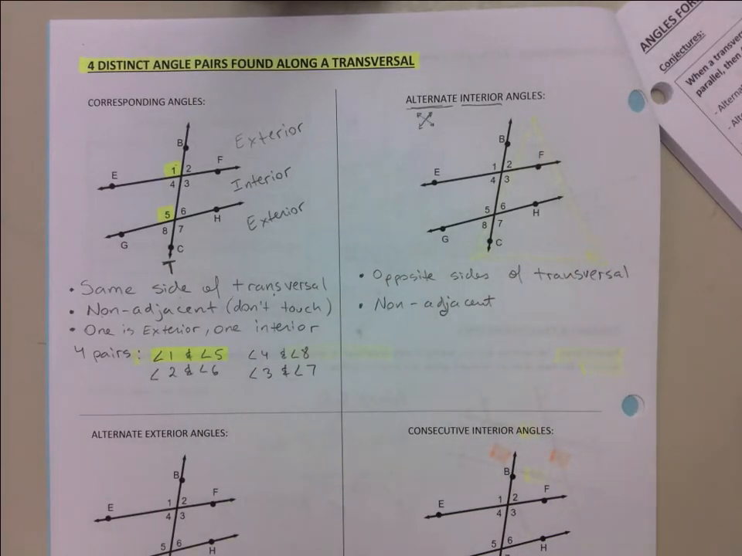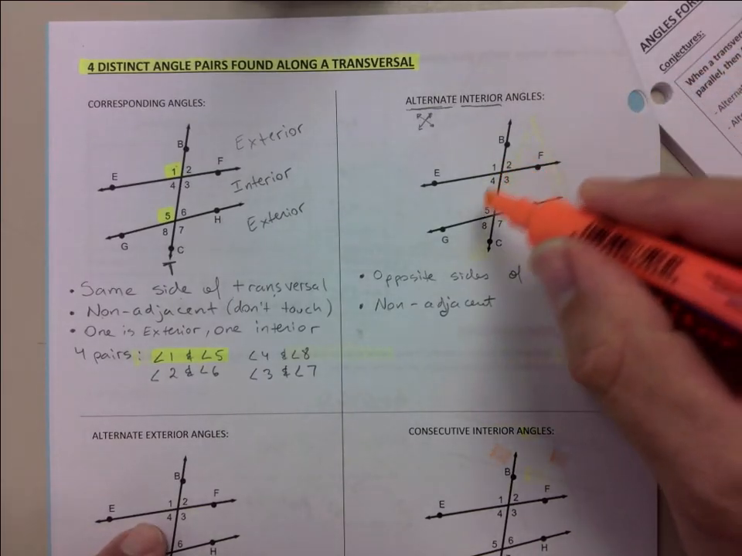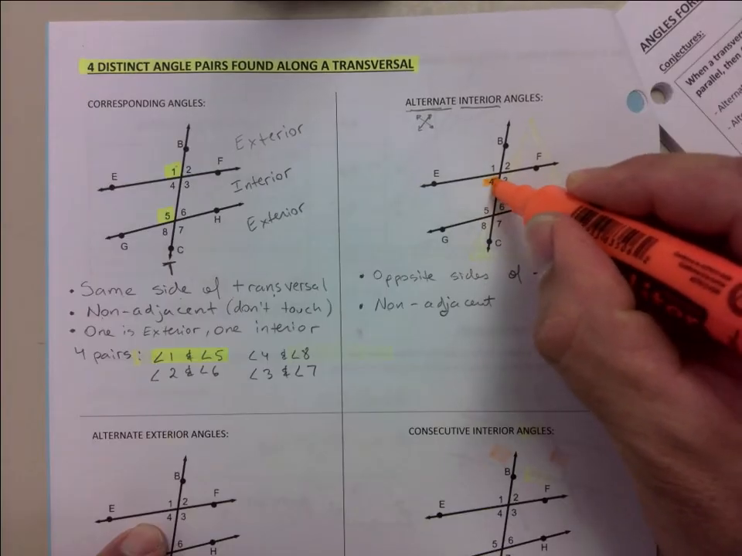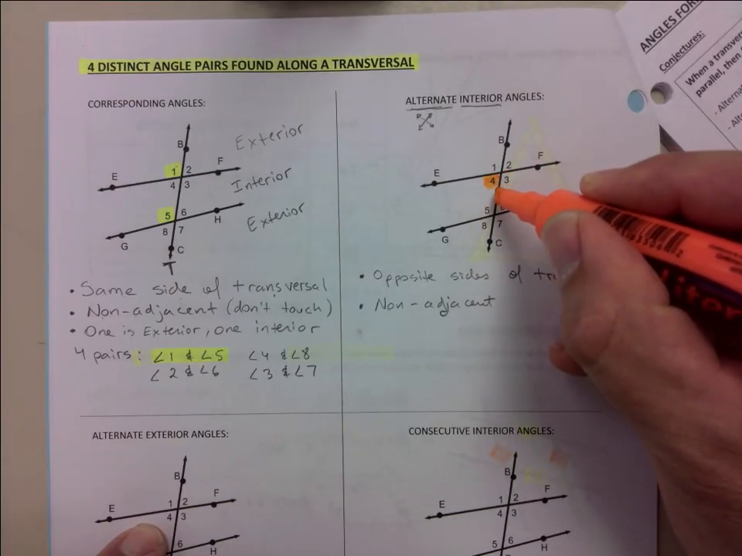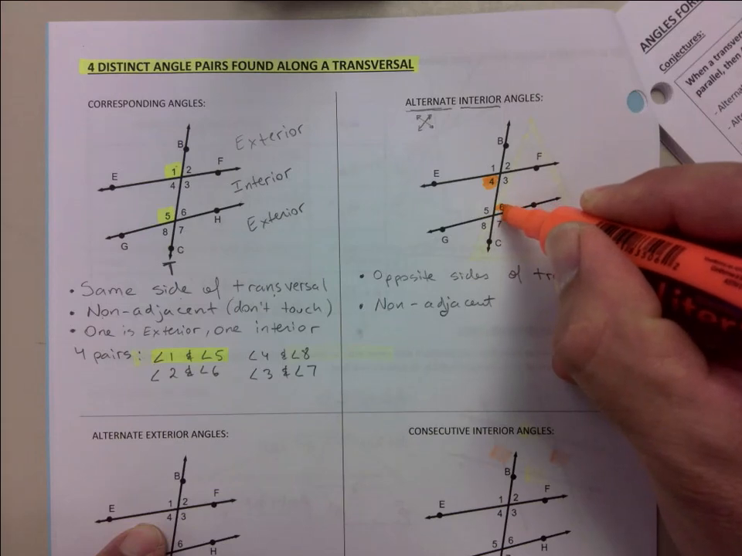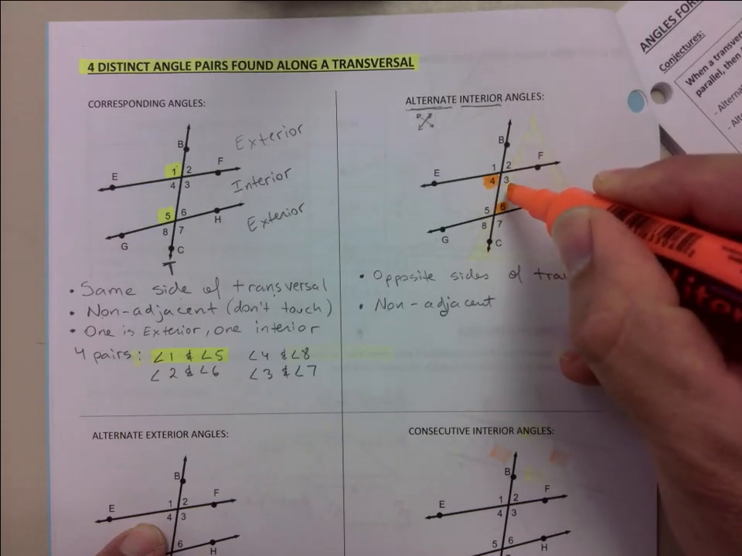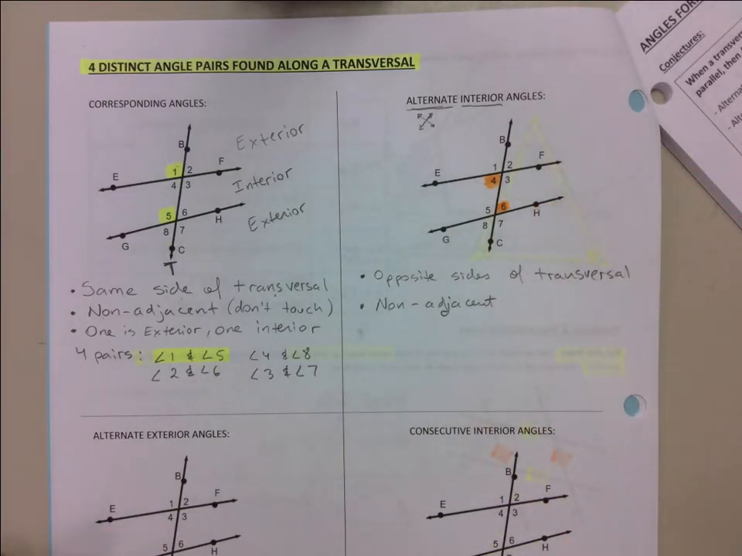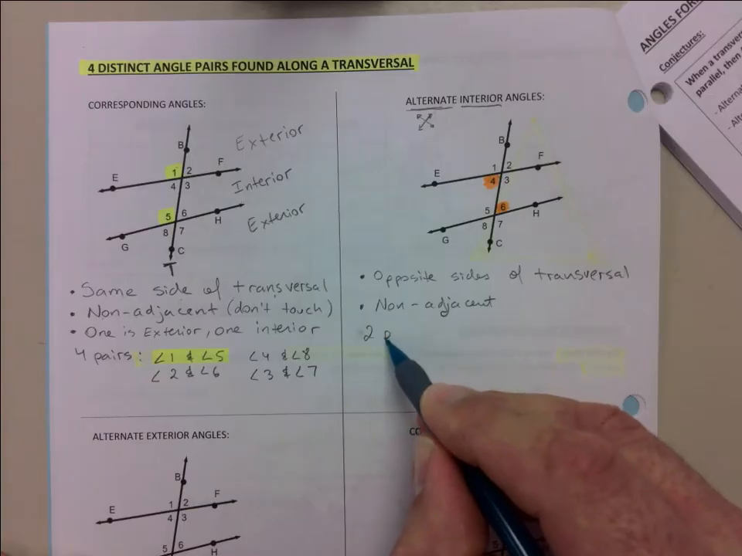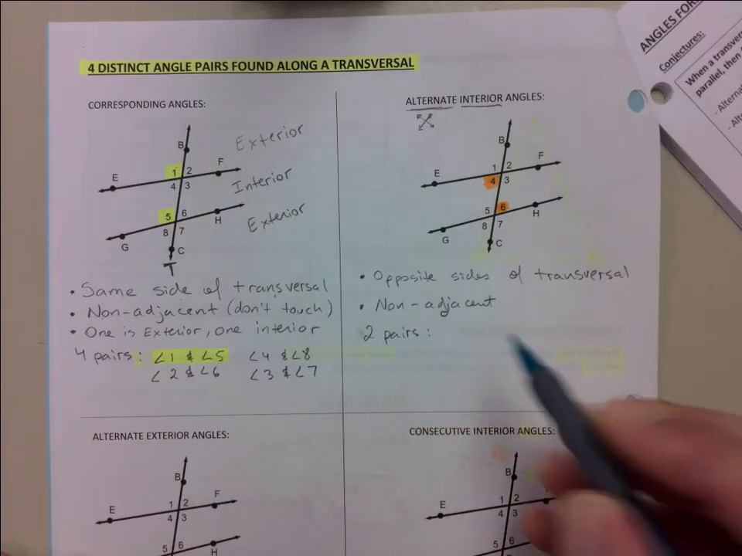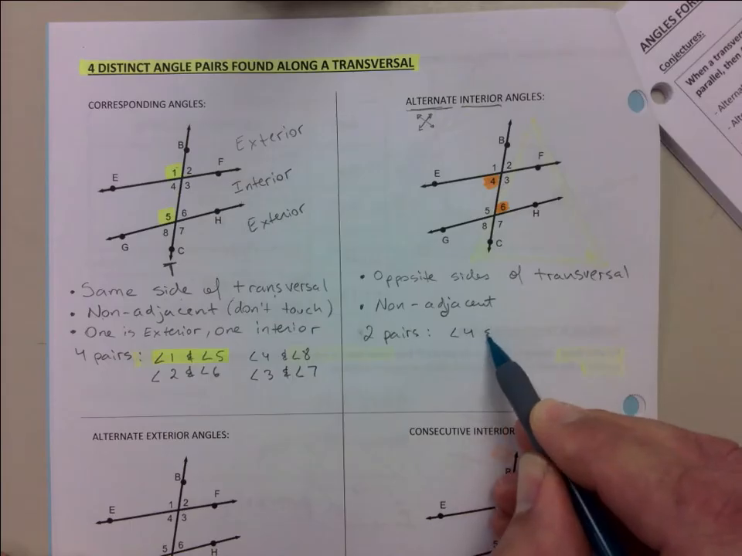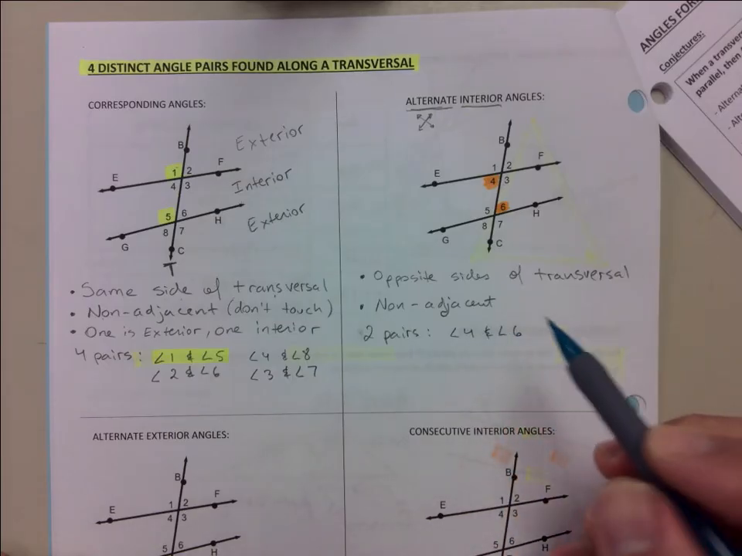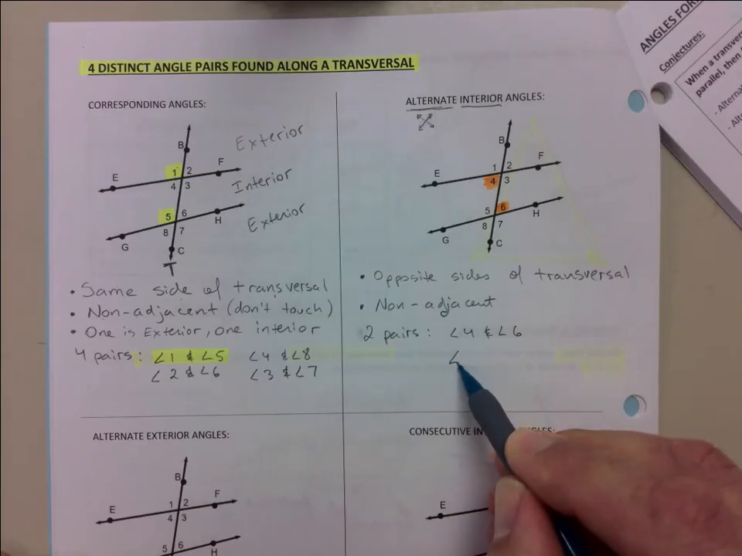So I'm going to highlight one of them. I'm going to use a different color just so if you're in the interior here, this would be one of them. And then you go across the transversal because they can't touch, right? They can't touch, so it's a cross like that. In this case, you've got two pairs. Angle 4 and angle 6. And which other ones? 3 and 5.